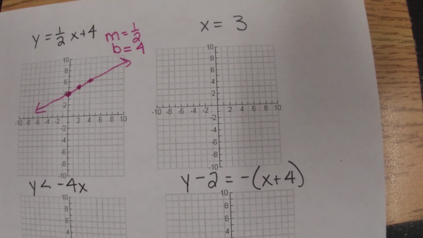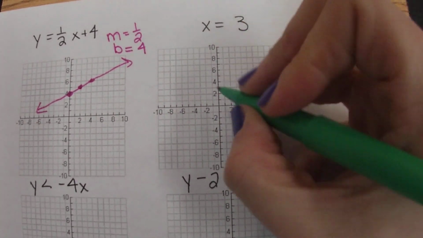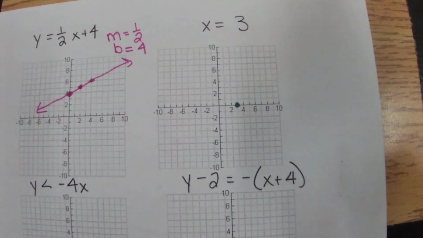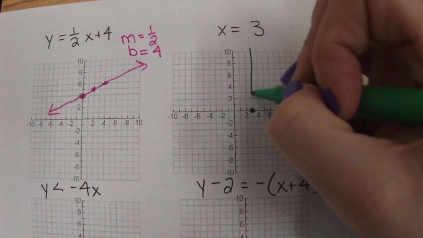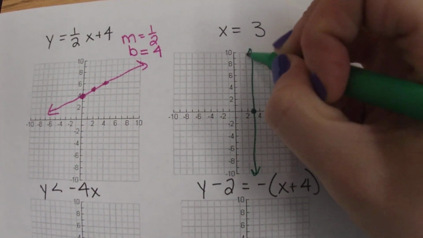Number 2 is an x equals line. So the only thing that we know is that this has an x-intercept of 3. Okay, we do not see y, so that means there is no y-intercept. So if we want a line that doesn't cross the y-axis, it needs to be vertical. So here's our line for that.